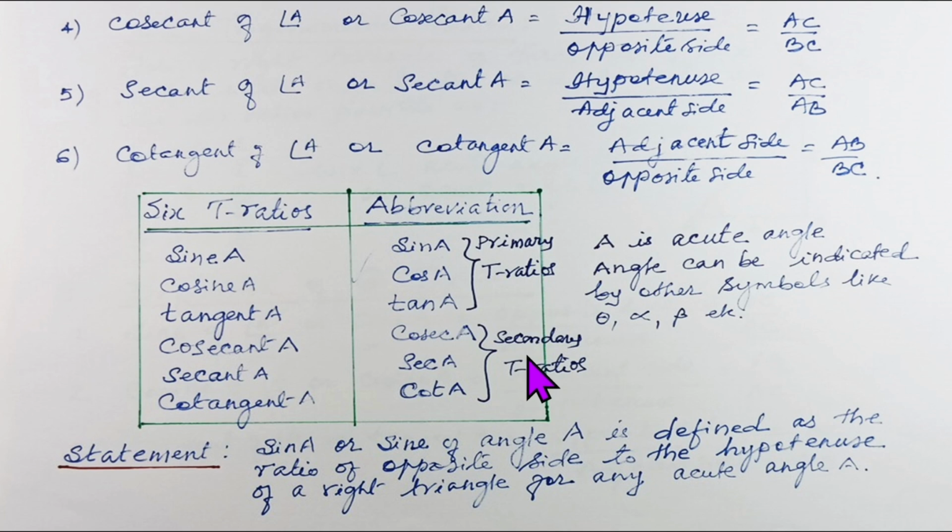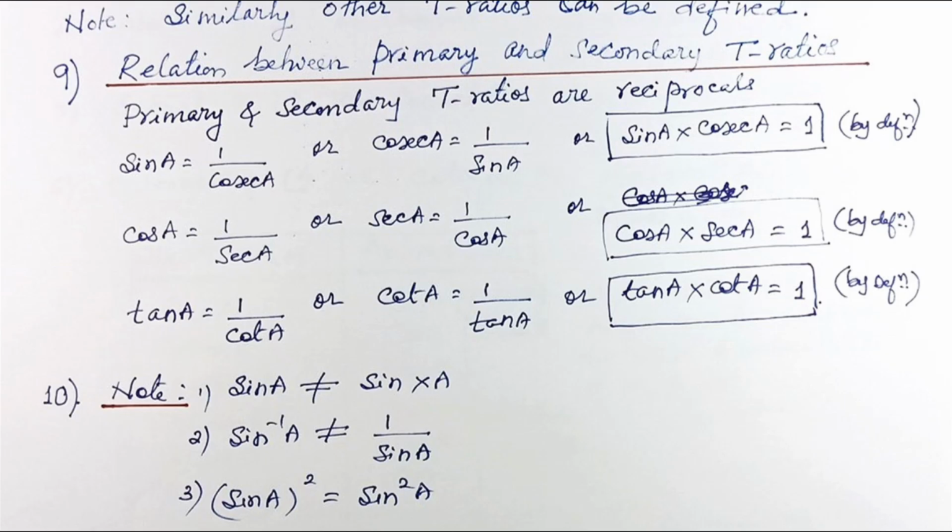Now sine A, or sine of angle A, is defined as the ratio of opposite side to the hypotenuse of a right triangle for any acute angle A. So this is the definition of the first trigonometric ratio, that is sine, with respect to an acute angle A. So we have to remember the definitions also. Similarly, other trigonometric ratios can be defined, so try to define them yourself.